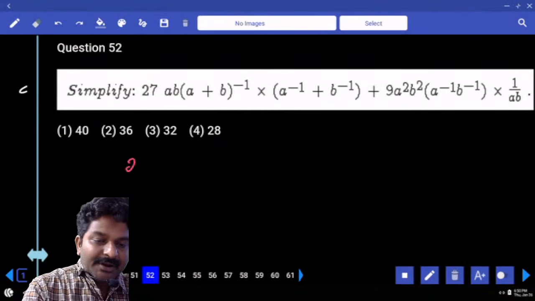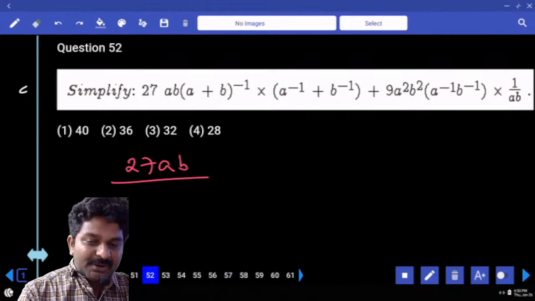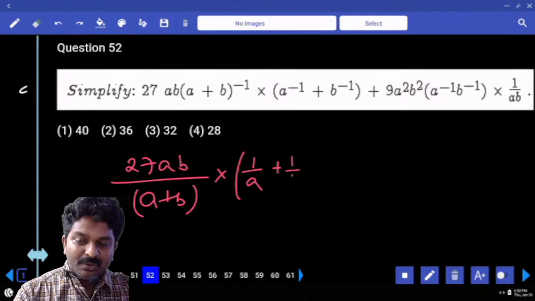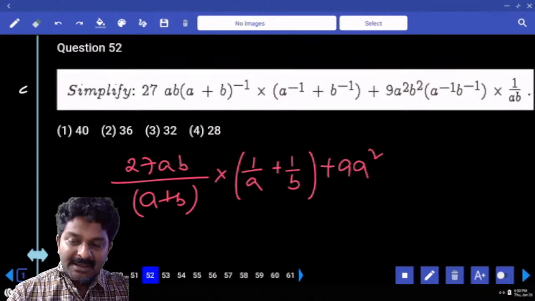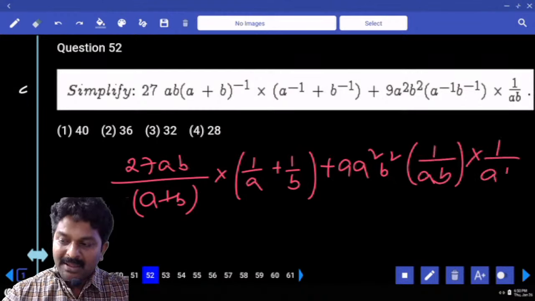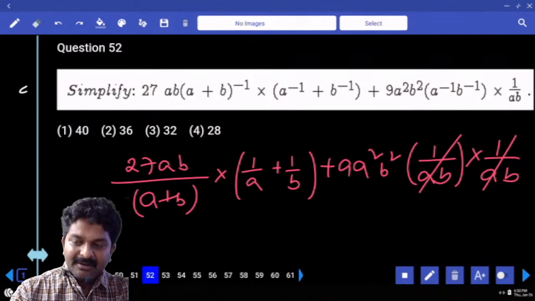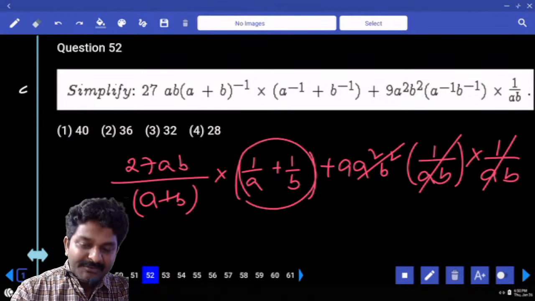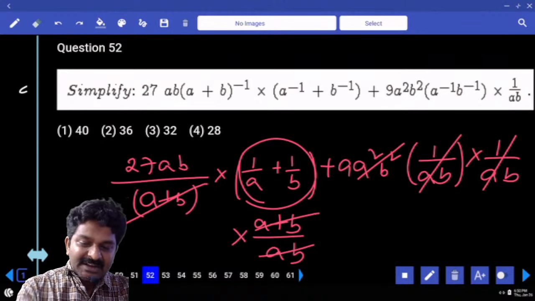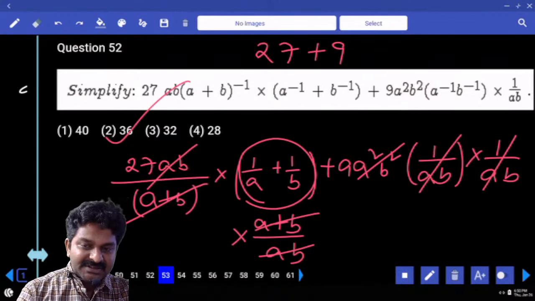Right, come on. 27 into ab divided by (a plus b) to the power of minus 1, in the sense a plus b comes to the denominator, into 1 by a plus 1 by b, plus 9a square b square into 1 by ab into 1 by ab. In the sense, 1 by a square into b square can be cancelled here. If you simplify this, how much will you get? a plus b by ab. a plus b gets cancelled, ab gets cancelled. Finally, you will have 27 plus 9, answer 36.